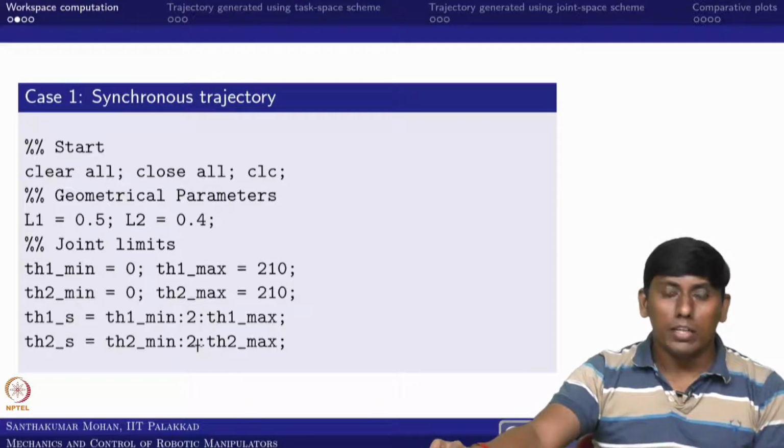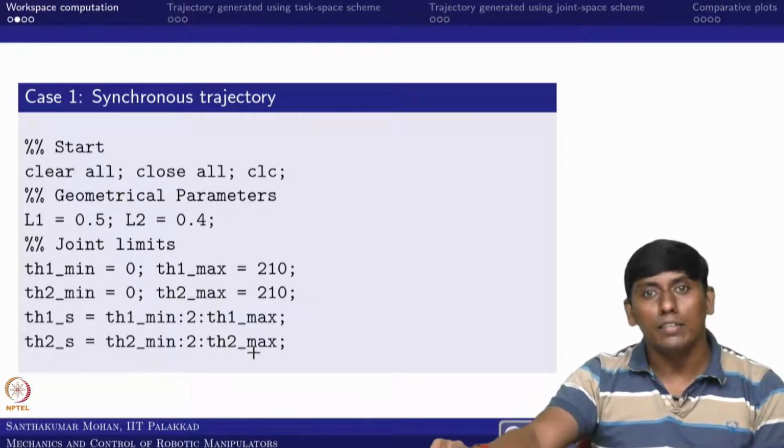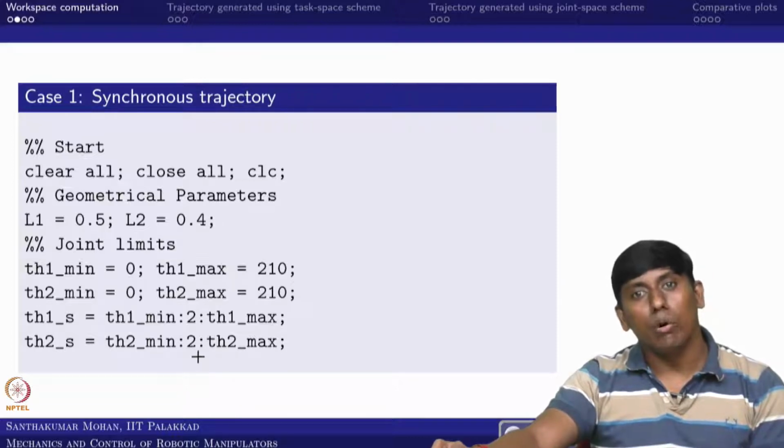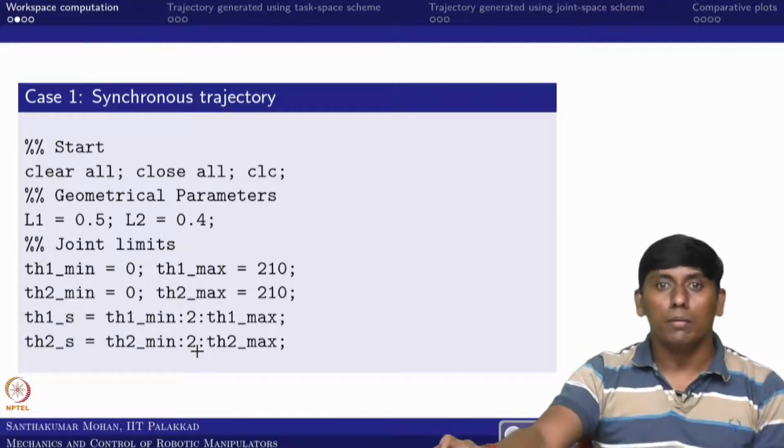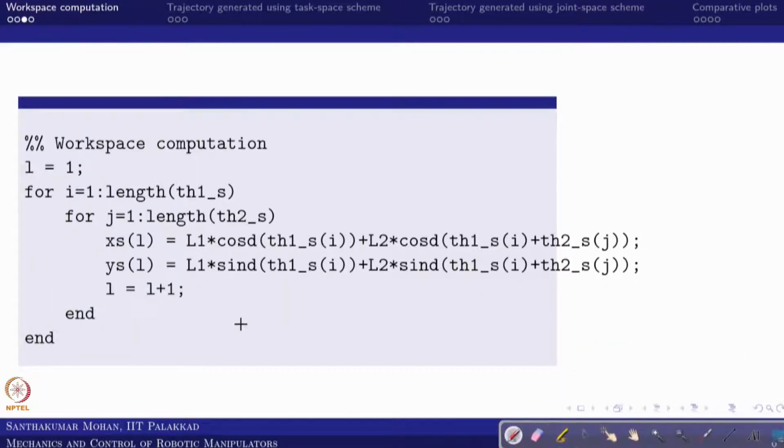Further, please remember that here I have written theta 1 and theta 2 all in degrees. So, whenever you write the equations, make sure that the units are matching. In that sense, you can see that I am computing the workspace based on the forward kinematic solution, generating the x and y for the given range. What is the given range? Theta 1 varies from minimum to maximum, and theta 2 also varies from minimum to maximum, which I have already defined.